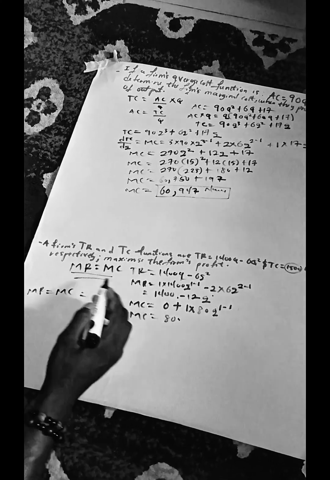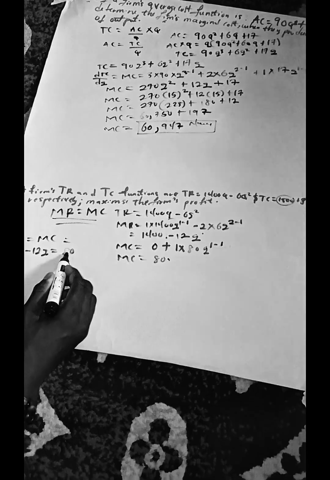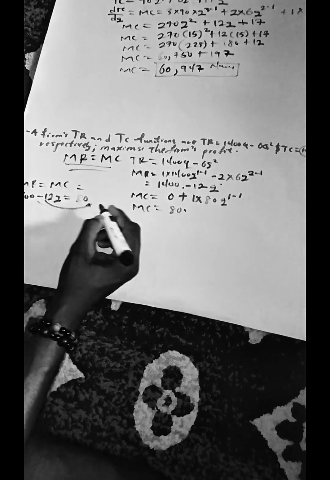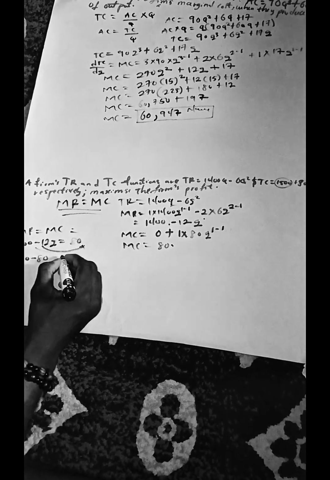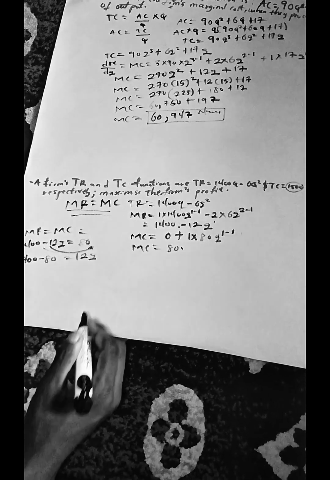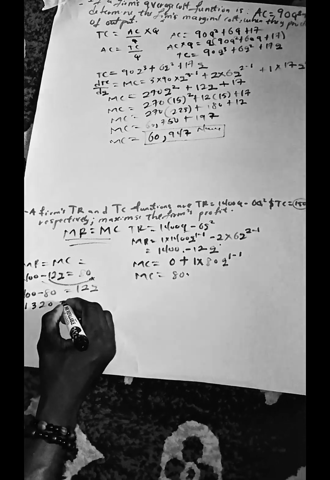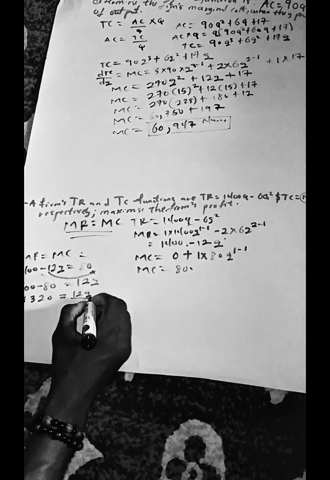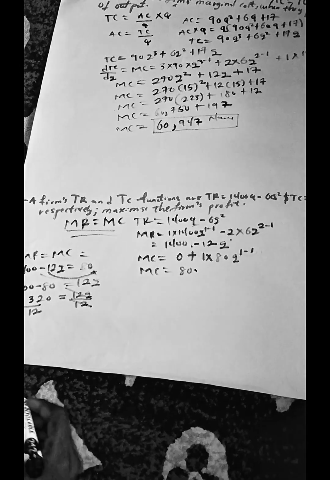So our MR equals MC is just going to be, MR is 1400 minus 12Q. So we have 1400 minus 12Q equal to 80. So what do we do? We take 80 to the other side and take 12Q to the other side. So we have 1400 minus 80 equal to 12Q. 1400 minus 80 is just 1320. So we have 1320 is equal to 12Q. So divide both sides by 12. 12 cancels 12 here. So what can we do? We can simplify.